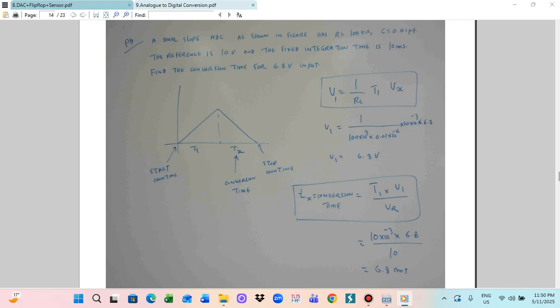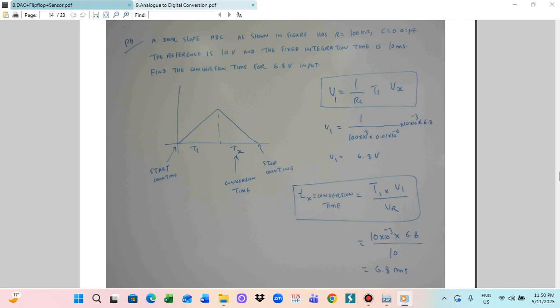The phase integration time T1 is 10 milliseconds. The resistance value is 100 kilo ohm, the capacitance is 0.01 microfarad, and the reference voltage is 10 volt. We have to find the conversion time for a 6.8 volt input. The formula we can use is: V1 is equal to 1 by RC, T1 multiplied by VA.